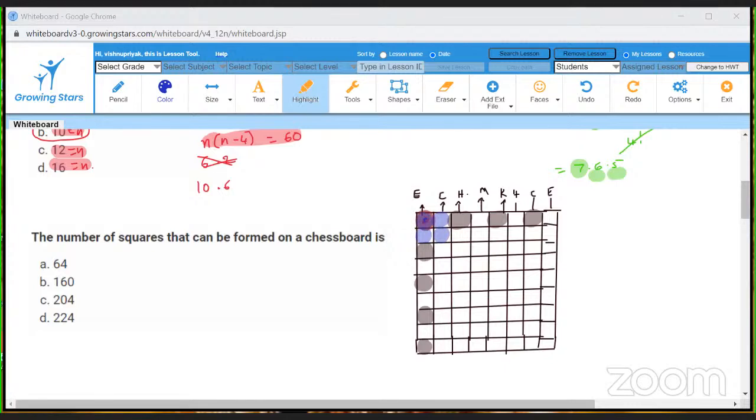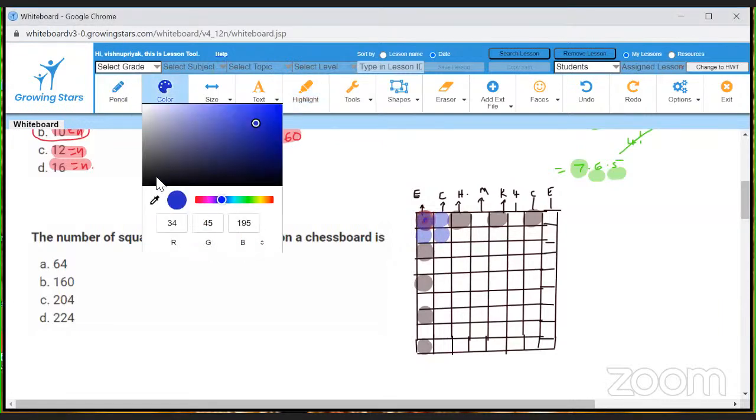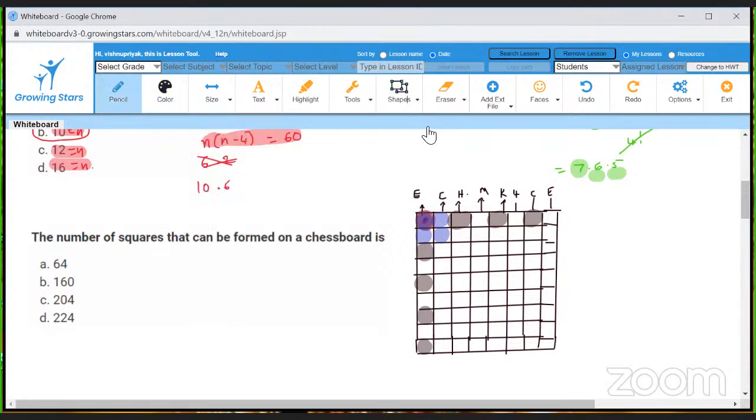Rakshita already told me the answer. It is 64. Total 64 squares. Let us see whether it is 64 or not. But here 1, 2, 3, 4, 5, 6, 7, 8. Yeah. 1, 2, 3, 4, 5, 6, 7, 8. Here one extra came.